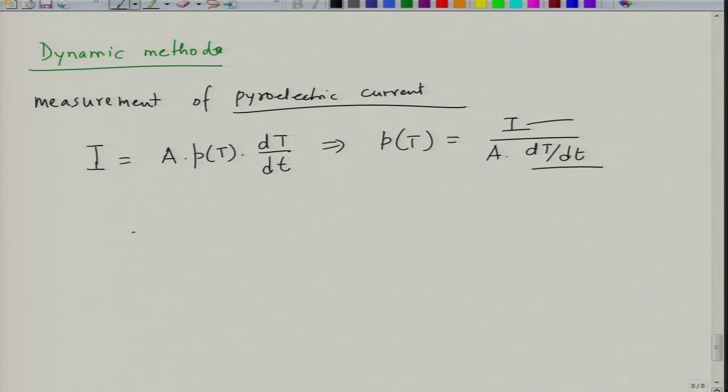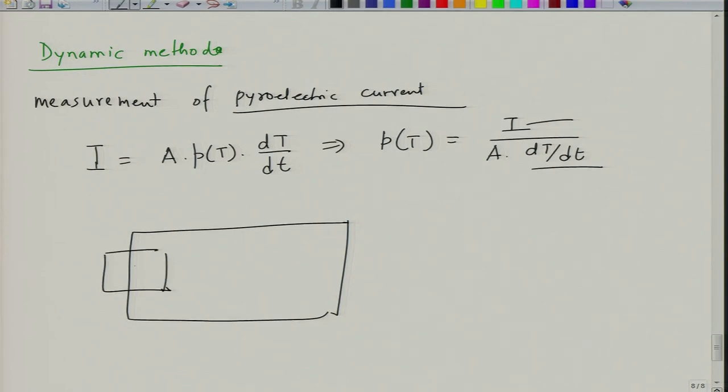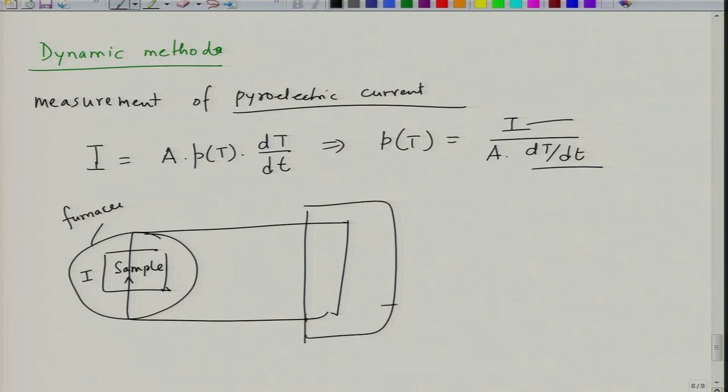And basically this is a very simple circuit. What you have here is a sample, which will have a certain resistance, and as a result you have a certain current passing through the sample. It is kept in an oven or a furnace with a controlled scan rate, and on this side you have a voltmeter, and you measure the current which is flowing in this direction. So through a voltmeter, you measure the current, right?